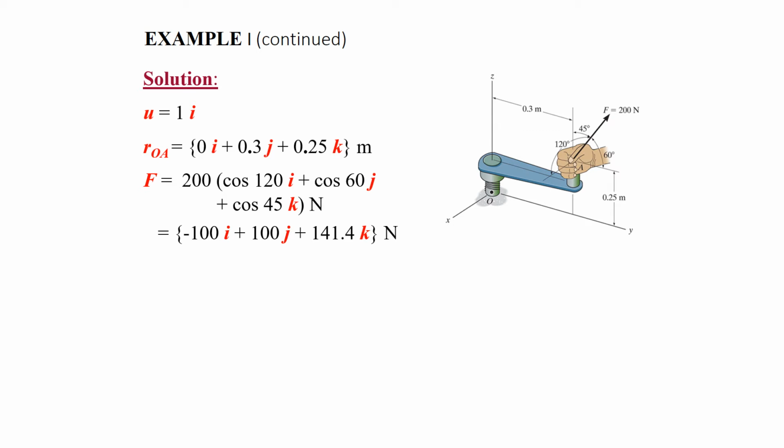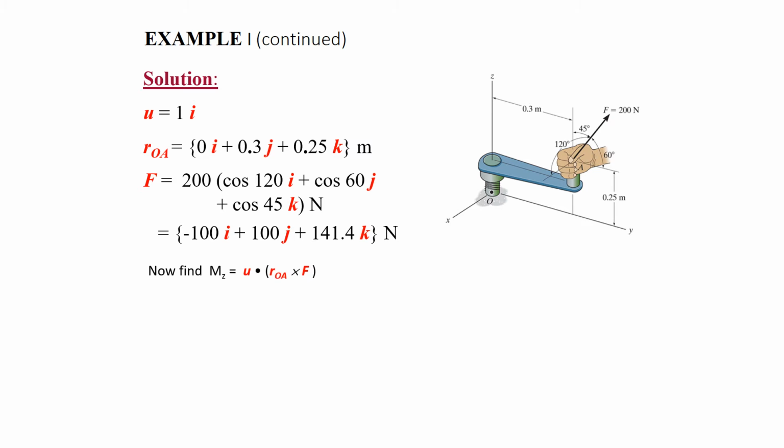If we have the direction cosines associated with the vector F of cosine 120, cosine 60, and cosine 45, using that format to determine F in Cartesian form, we're able to make the calculation of F being equal to minus 100i plus 100j plus 141.4k, and that's given in newtons since our original force was given to us in newtons.